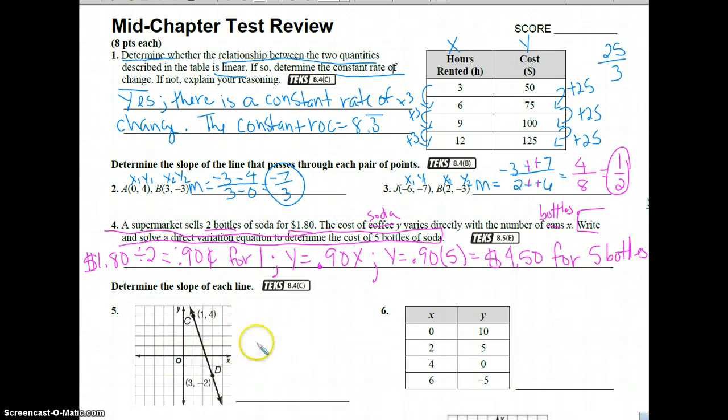Take a look at number 5. What do you suggest we use to find the slope for this one based on the fact that we have a graph? I heard somebody whisper, rise over run. I agree with you.